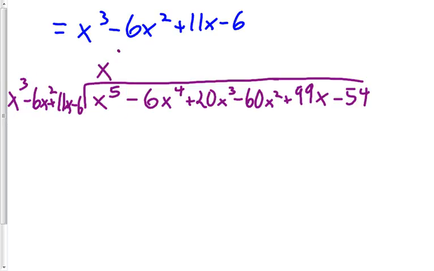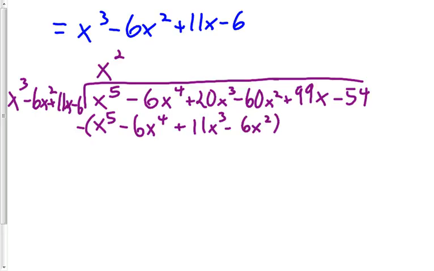Answer simple, x squared times. Now time for that division step. X squared multiplied by x cubed is x to the fifth. X squared multiplied by negative 6x squared is negative 6x to the fourth. X squared multiplied by 11x is 11x cubed. X squared multiplied by negative 6 is negative 6x squared.